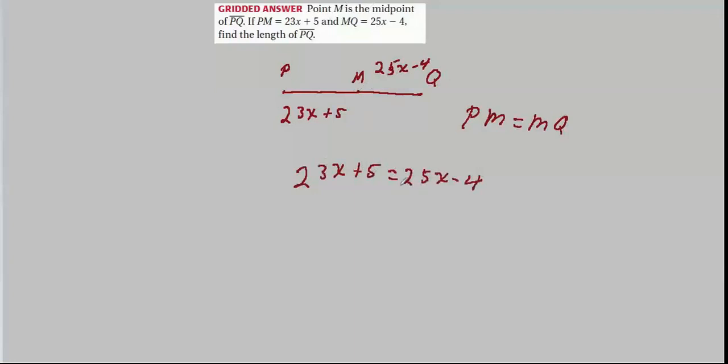So what do we do with all this stuff? Well, suppose we were to subtract 23x from each side. And then down here we'd get 2x, wouldn't we? And over here we'd have 5, and we'd still have minus 4 over here. If we were to add 4 to each side, we'd have 9 equals 2x, x equals 4.5.